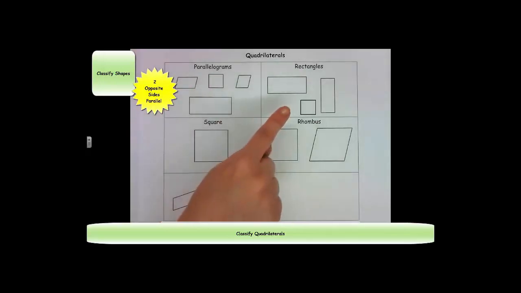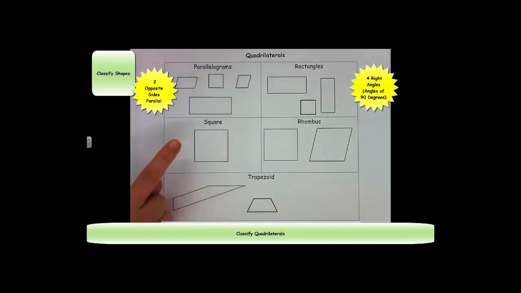The next quadrilateral is a rectangle. A rectangle is a parallelogram with 4 right angles. Next we have a square, and a square is a quadrilateral that has 4 equal sides, and it has 4 right angles, angles that are 90 degrees.